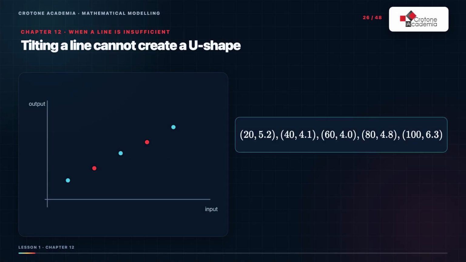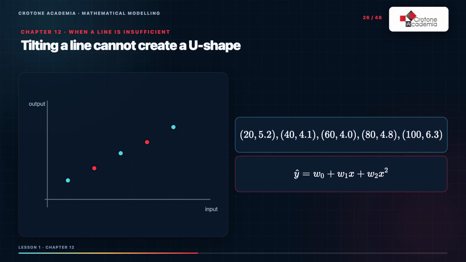Consider fuel use versus speed. The observations fall from speed 20 to 60, then rise toward 100. No amount of tilting or vertically shifting a straight line creates this U-shaped pattern. Introduce the model y hat equals w0 plus w1x plus w2x squared. The x squared term allows the rate of change to vary with x, so the model family can curve. We are not yet claiming this is the best model. We are showing that changing the chosen representation changes the shapes that become possible.